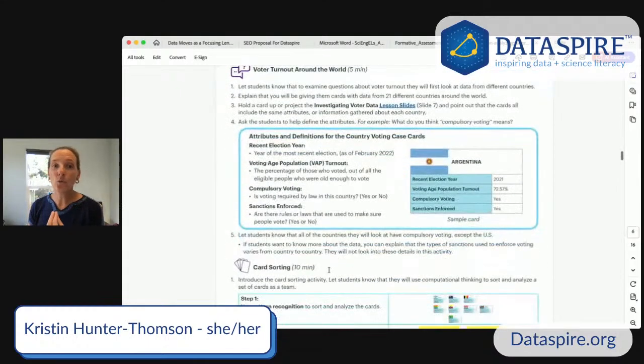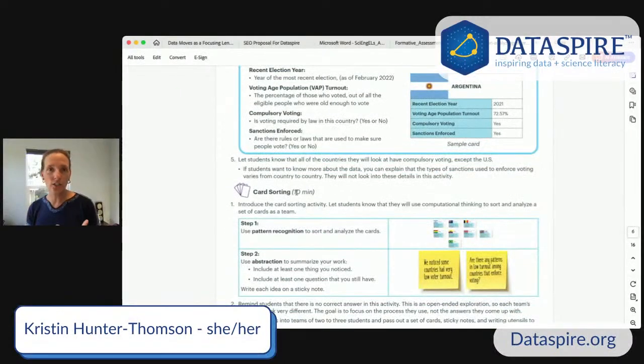And there are some great ideas and suggestions on how to have students work with this information, think about sorting that information, and processing it for what it means in terms of what we can gather about different voting patterns across countries across the world. And what I love is that this is open-ended.